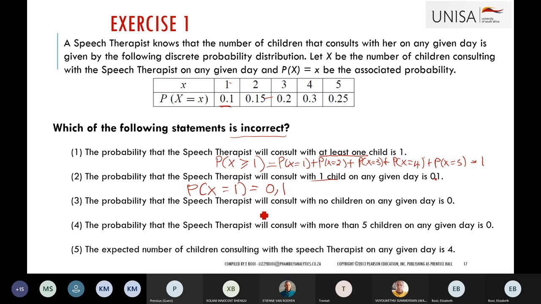The probability that the speech therapist will consult with no children at any given time is the probability that X equals zero, because no children means zero. The table starts with one and ends with five. So that probability will be zero, because we know if an event is impossible, that probability will be equal to zero.